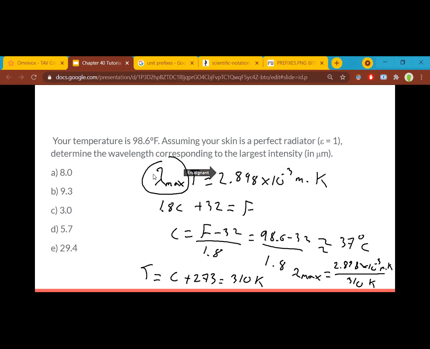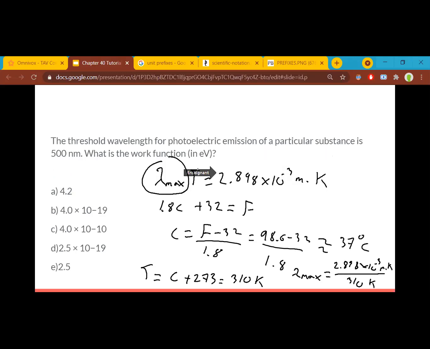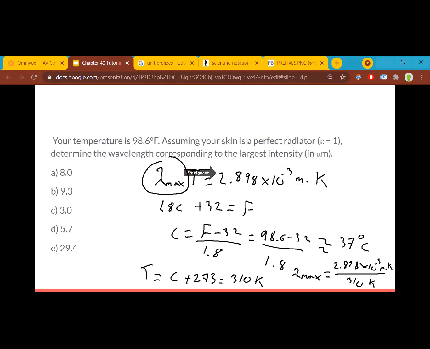And the answer wants to be done in micrometers. So to do that, you need to remember the conversion between meters and micrometers. In SI units, the max wavelength is 9.35 times 10 to the -6 meters. And then you want to get that in micrometers, so you need a unit multiplier. Basically, 1 meter is equal to 10 to the 6 micrometers. So this should get you about 9.35 micrometers, which is about answer B.